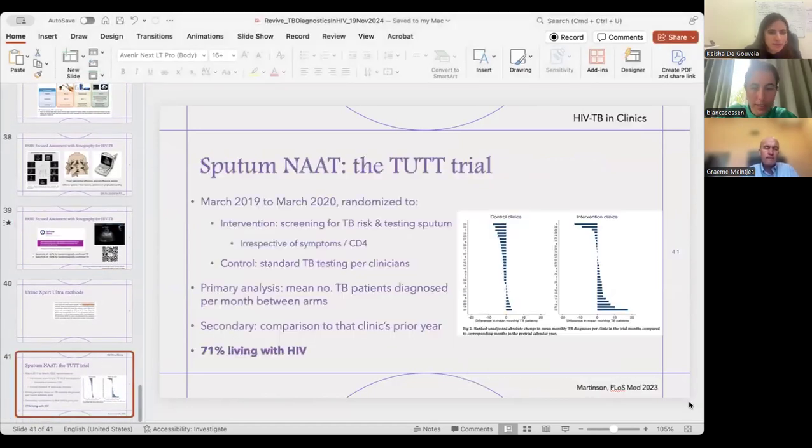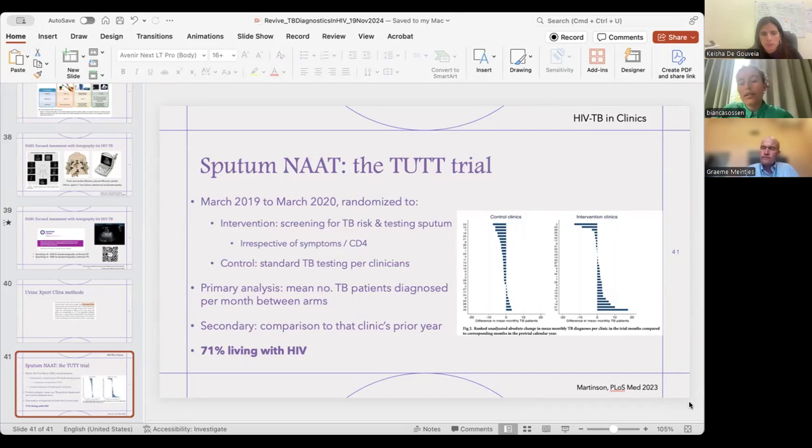Yeah, you are. That particular approach comes from what we refer to as the TUT trial. This essentially enrolled in a cluster randomized trial, basically control clinics where screening happened based on whatever the standard TB testing guidelines, as we've just gone through, were, and based on the clinicians deciding who needs that. And then at the intervention clinics, this was irrespective of symptoms or CD4 count.